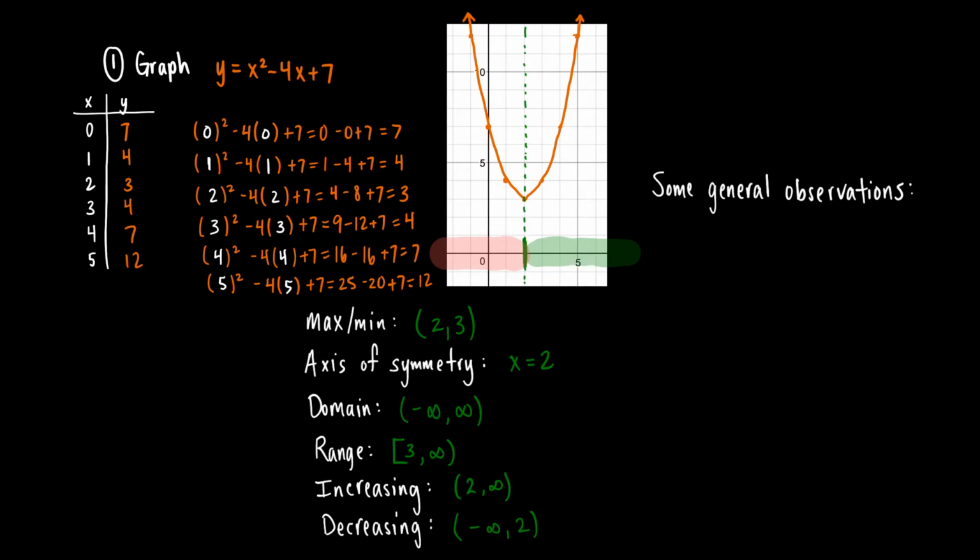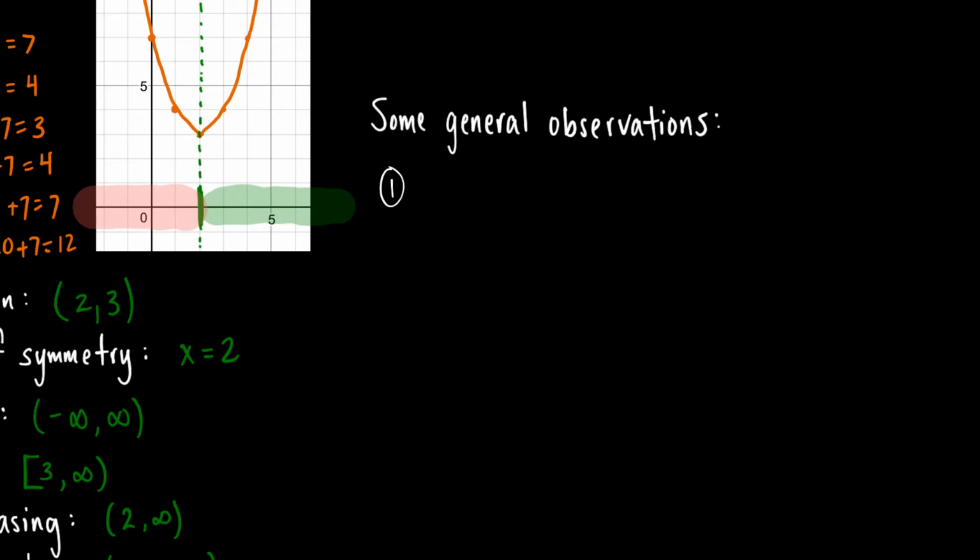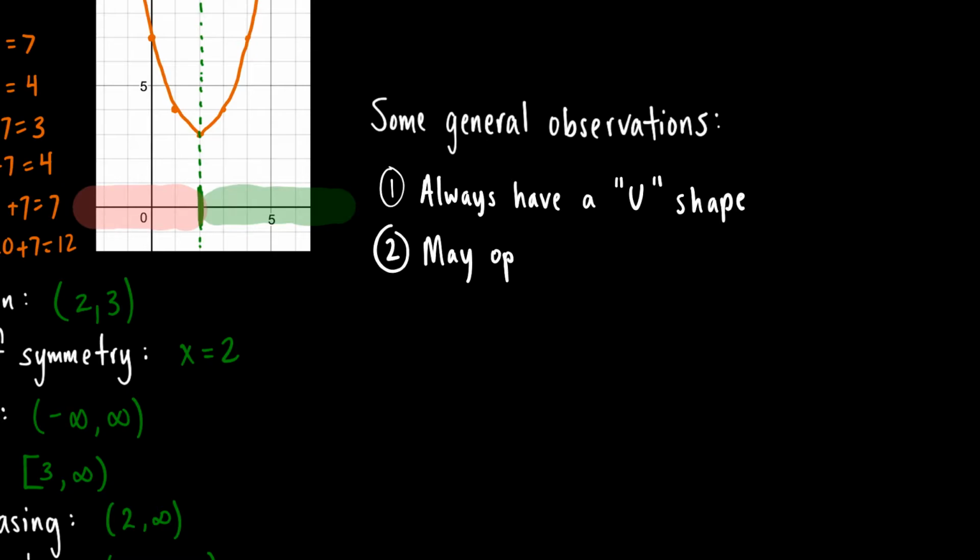Okay? All right, some quick general observations here about parabolas and quadratic functions. These aren't super important, but they're just kind of helpful to know. So first thing that I want you to observe is that they tend to have a U shape. They will always have a U shape. Sometimes they're upside down, so it looks more like an N instead of a U, but they will always have that U shape. Another thing is just what I said there, they may open upward or downward.